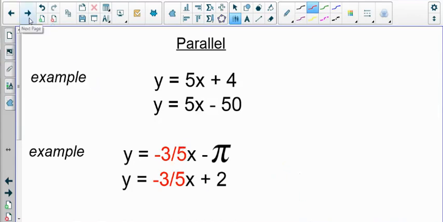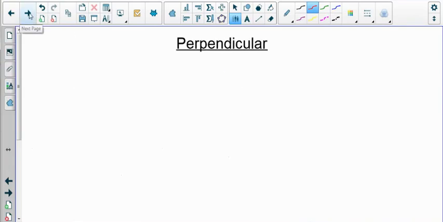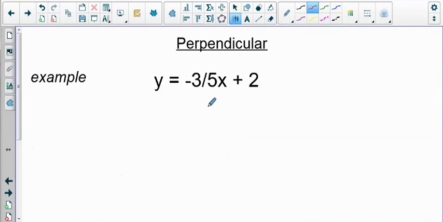So let's go ahead and look at perpendicular. Just showing you those are different. Okay, let's look at perpendicular. On perpendicular lines, I told you that those are the opposite reciprocal. Opposite reciprocal. So let's look at an example.